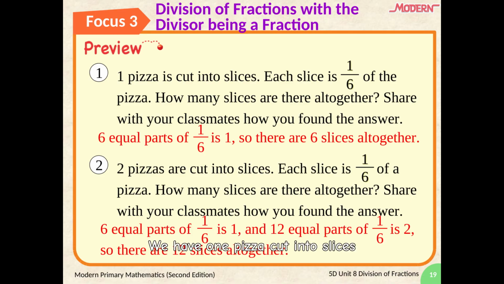We have one pizza cut into slices that are each 1/6 of the total. How many slices do we have? Well, 6 equal parts of 1/6 make one whole, so we have 6 slices. Now, what if we have 2 pizzas? 12 equal parts of 1/6 make 2 wholes, so we have 12 slices.